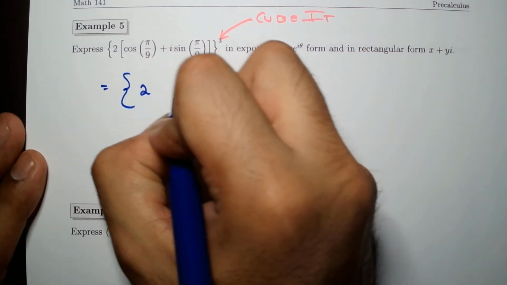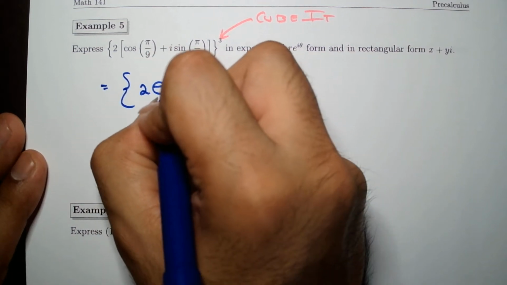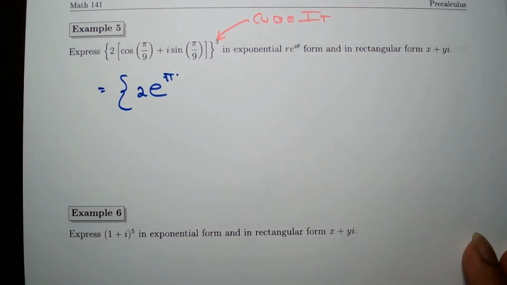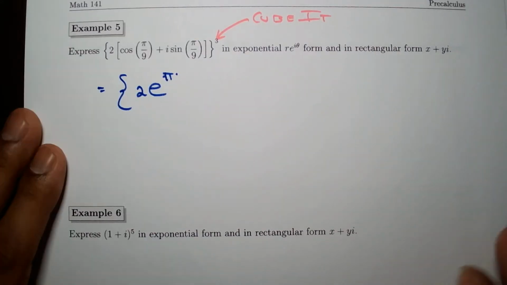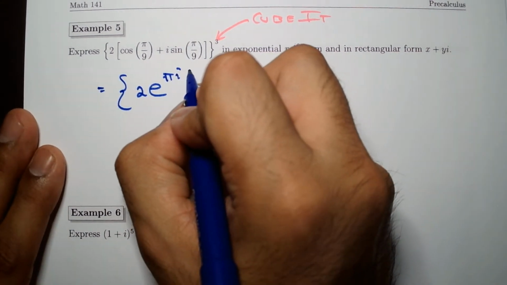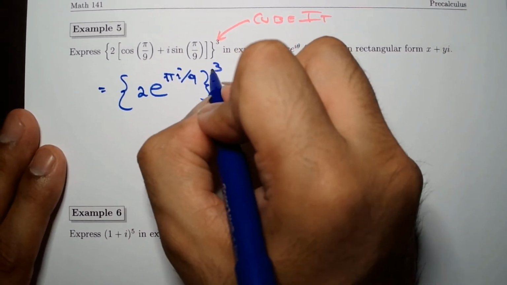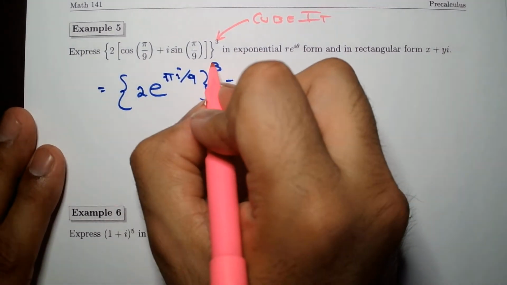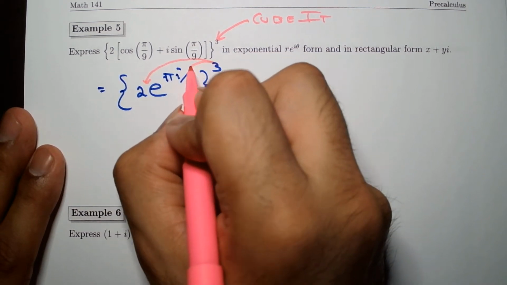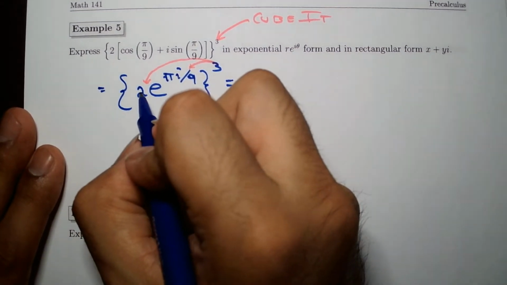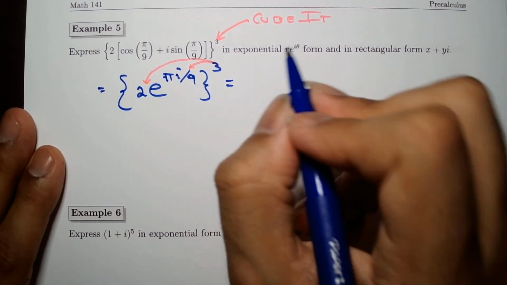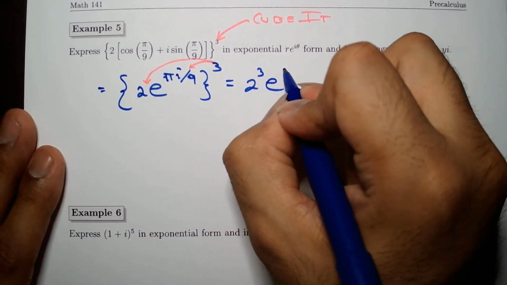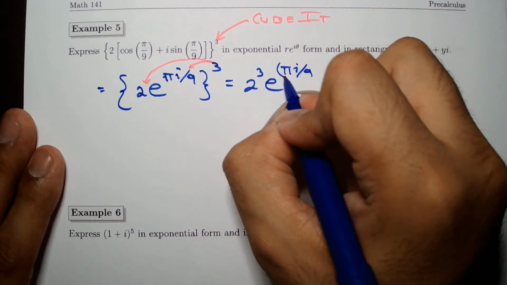That is 2 times e to the pi i over 9, the whole thing to the third power. What we want here is to raise this to the third power. So 2 to the third power, and then e to the pi i over 9.